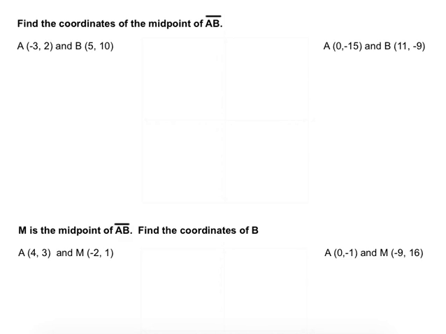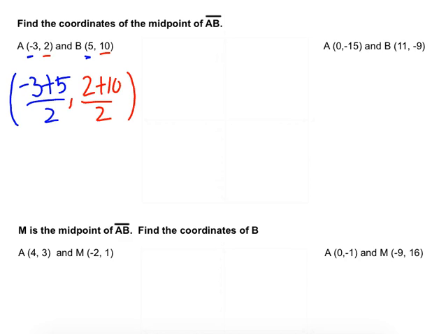Find the coordinates of the midpoint AB. So now since we're working with coordinates, you just do it twice. So first start with your x's. -3 plus 5, divide by 2. Now do it with your y's. 2 plus 10, then divide by 2.